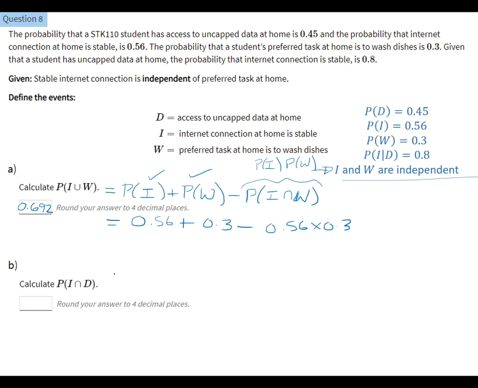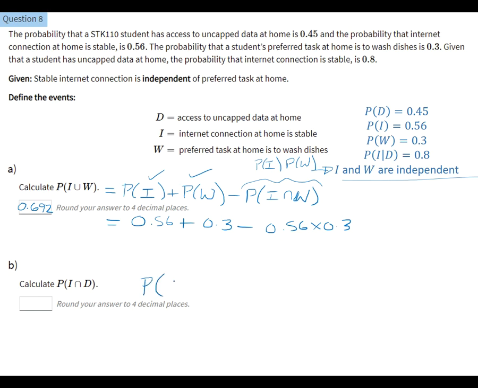Now, the next question, we want to calculate the probability of I intersection D. We are going back to basics here because we don't know anything about I and D being independent. And if we think about it, uncapped data at home and stable internet access are often linked to each other. So if you have uncapped, there's a good chance you have stable internet. If you have capped data, maybe it's stable, maybe not. If you're working off mobile data, it could be very unstable. So your type of data connection could be very much linked with how good that connection is. So let's go back to basics here.